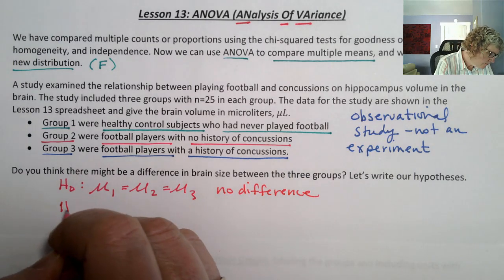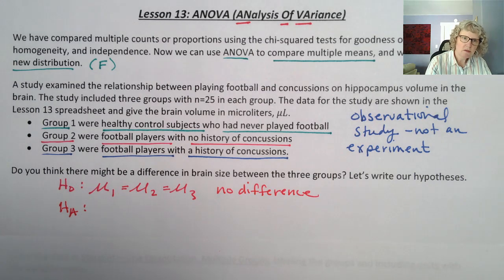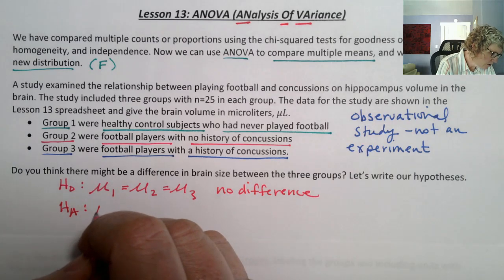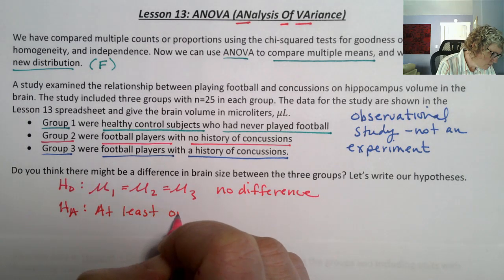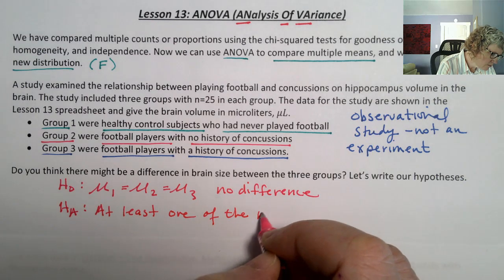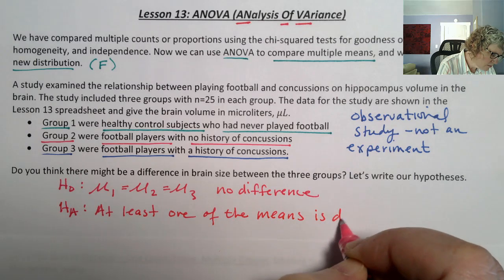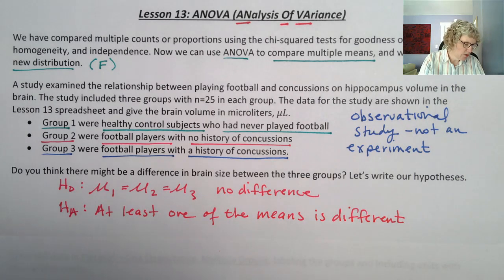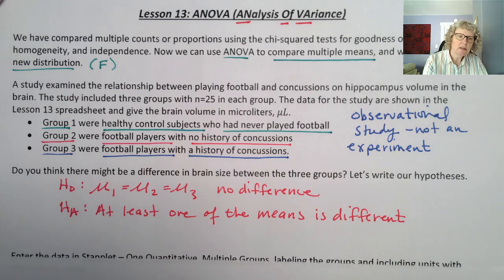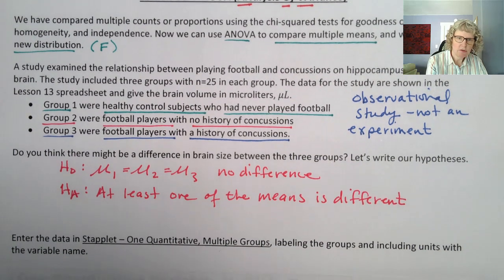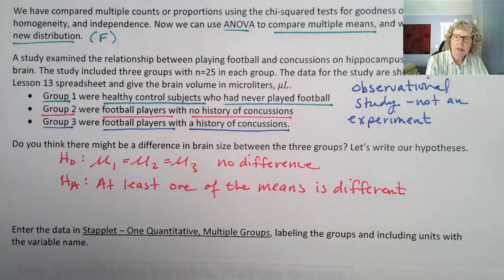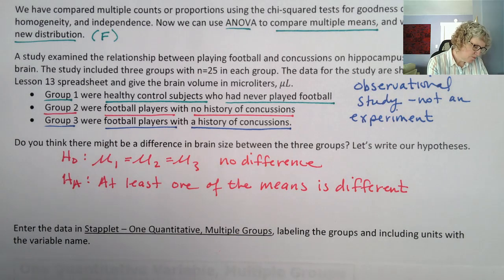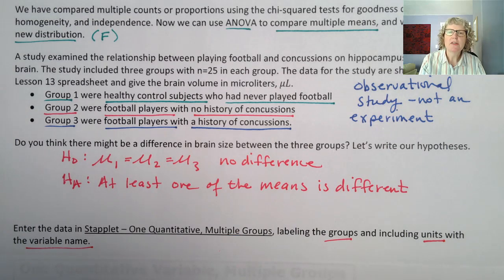And the claim, the way we'll write this out is in words. We'll say at least one of the means is different. It's very similar to what we did for proportions, but now we're doing means. So we are going to go ahead and enter our data into Stapplet, 1 quantitative multiple groups. We're going to label the groups and make sure we have the groups and the units with the variable name. Then we're going to play around with this to explore, and then we'll go into the details of the test in the next video.